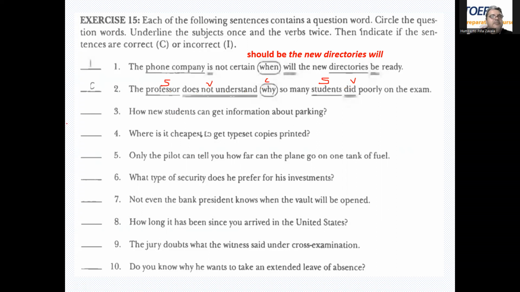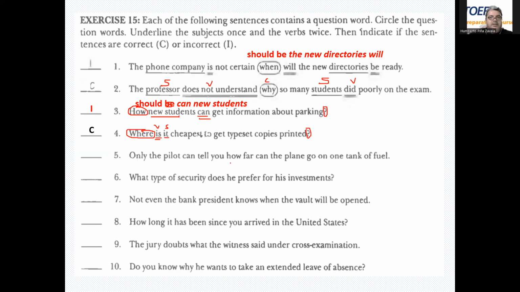Okay, now that you came back, right, we have question word, how new students can get information about parking. Note that we have a question mark at the end. So this is a question. And it should be, how can new students get information about parking? We got where, verb, subject. Where is it cheapest to get typeset copies printed? That's correct, it's a question.